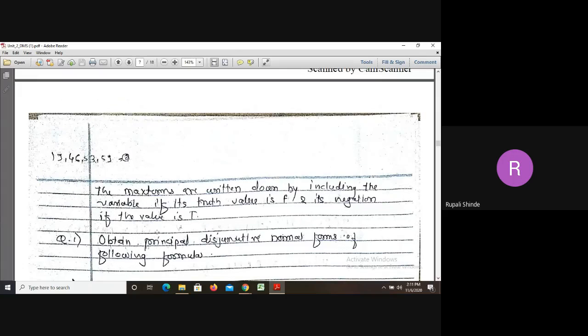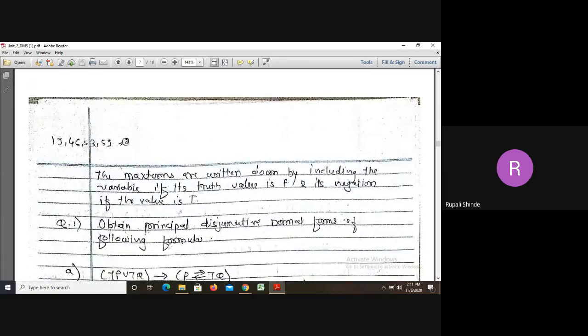Next question is given as: obtain principal disjunctive normal forms of the following formulas. आपल्याला याचा PDNF काढायचे. So first question is given as negation P or negation Q conditional P biconditional negation Q. So can you try for this one? You have to find PDNF for this given formula. I think there should not be any problem because many examples we have seen based on PDNF and PCNF.